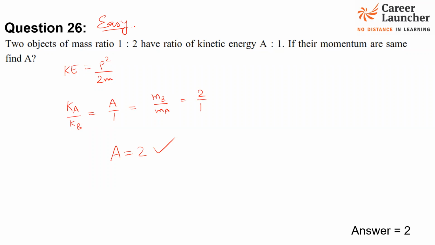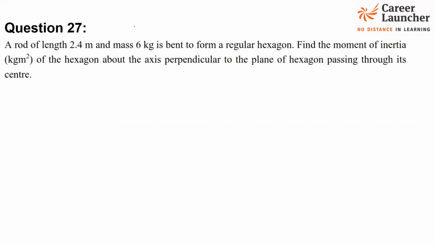So this is definitely an easy problem to do, not a tough one. See, such questions are there to save your time because you might need time in other questions, like for example this one. Let's take a look. A rod of length 2.4 meter, mass 6 kg is bent in the form of a regular hexagon. Find the moment of inertia of the hexagon about the axis perpendicular to the plane of the hexagon passing through the center. So what I would suggest is that first form the hexagon.